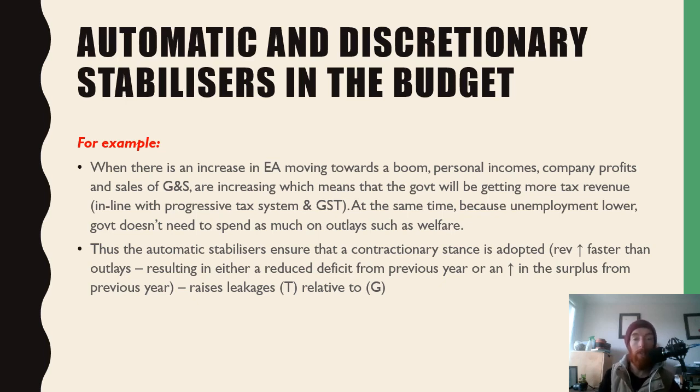So for example, when there's an increase in economic activity, moving towards a boom, personal incomes, company profits, and the sales of goods and services are increasing, which means the government will be getting more tax revenue in line with the progressive tax system and GST. At the same time, because unemployment is lower, the government doesn't need to spend as much on outlays such as welfare. Thus, the automatic stabilizers ensure that a contractionary stance is adopted, so revenue increases faster than outlays, resulting in a reduced deficit from the previous year or an increased surplus from the previous year. So it raises leakages through taxation relative to injections, which is government spending.